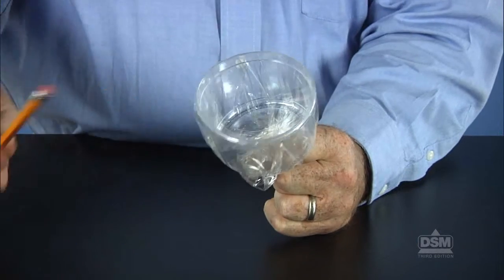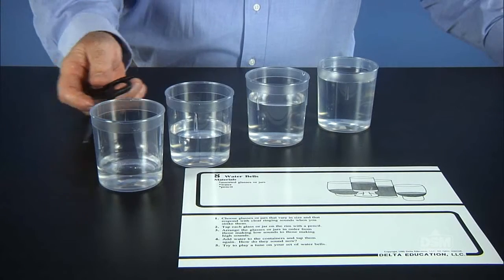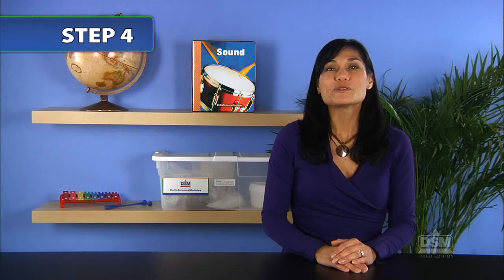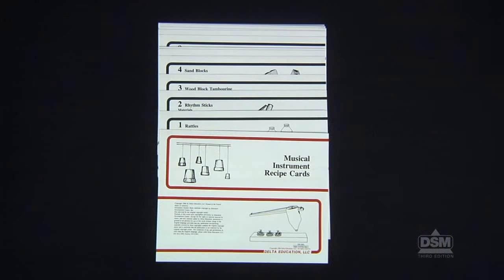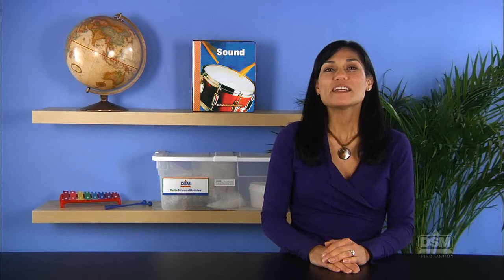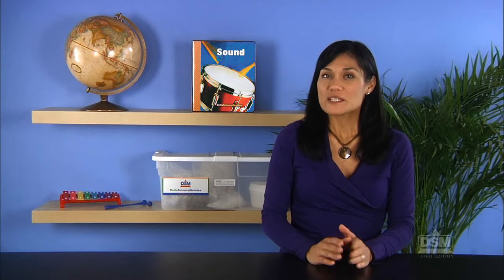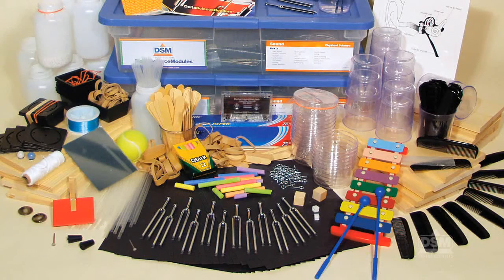They should suggest the various instruments they have already made in this module, plus new ideas for using other classroom materials. Display the musical instrument recipe cards and allow the students to look at them for additional ideas. They may make instruments from the cards or use their own ideas. Explain that they should not bring ready-made instruments to school, only the materials they need to make their own.